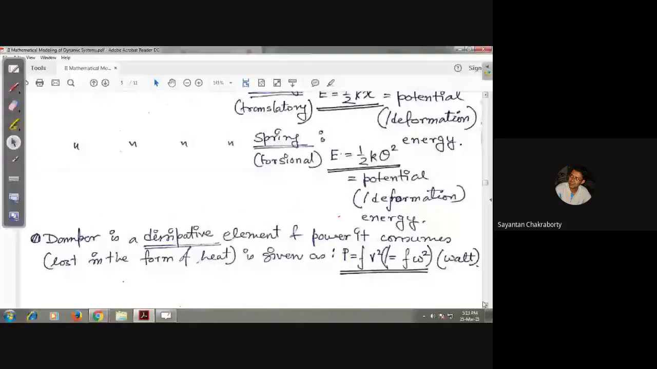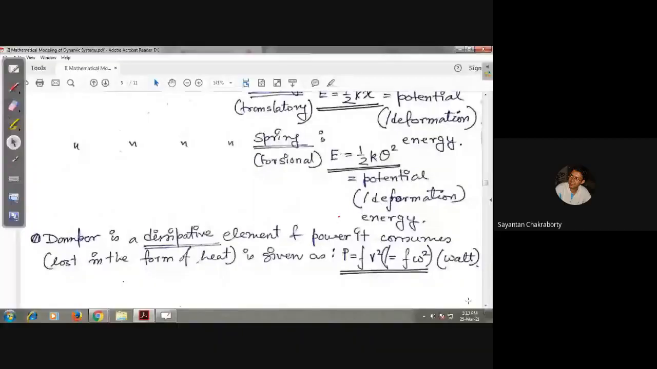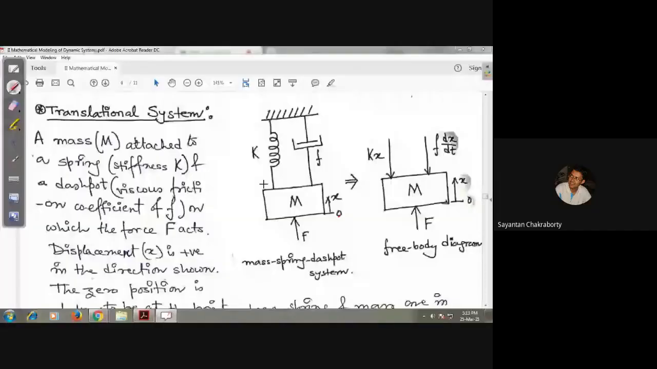Let us now consider how these mechanical systems and electrical systems can be related. For that, let us first consider the example of a translational system where a mass m is attached to a spring of stiffness k and a dashpot or damper of viscous friction coefficient f. And upon that mass, a force F is acting in the upward direction, so that the mass moves from its neutral position by an amount x.